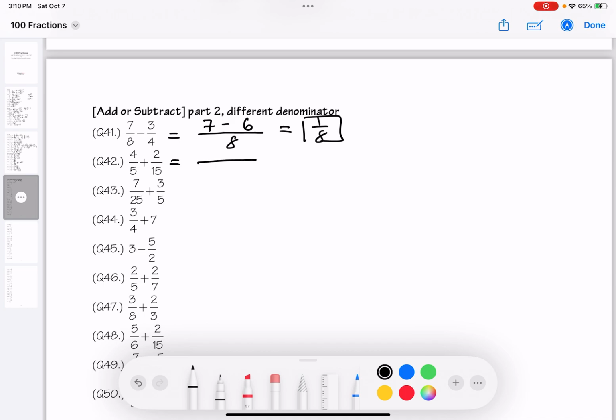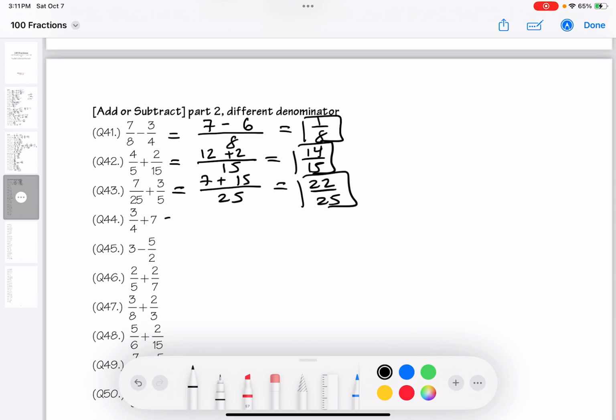Different denominators. Common denominator is 15. 3 times 5 is 15, so 3 times 4 is 12, and then plus 2. What does that give you? 14 15ths. What do you get over here? Common denominator of 25. And what do you get there? You get 7. And then 5 times 5 is 25, and 5 times 3 is 15. What does that give you? 22 over 25.